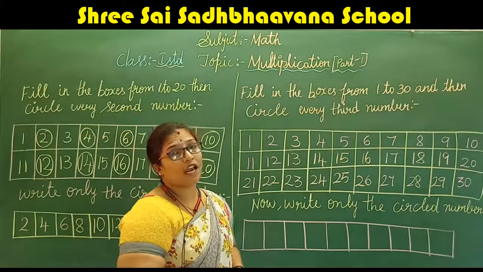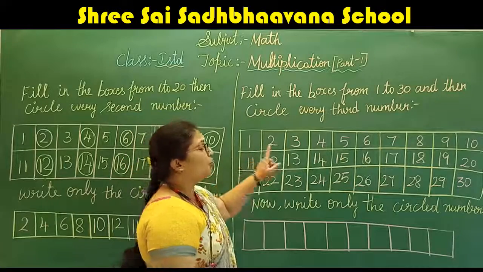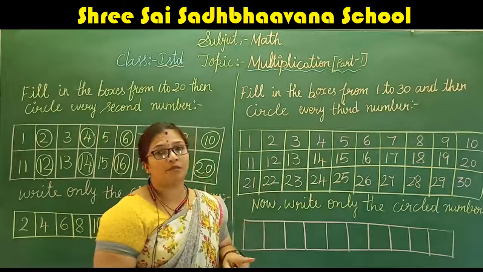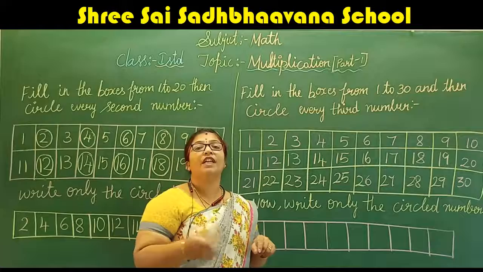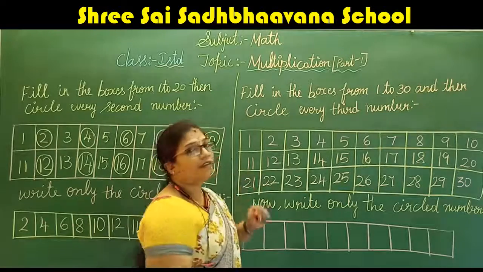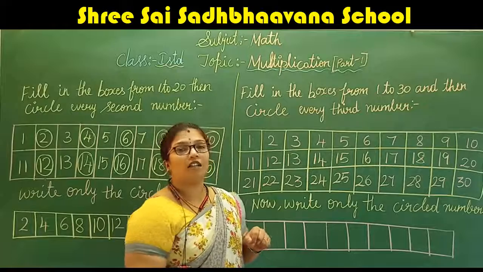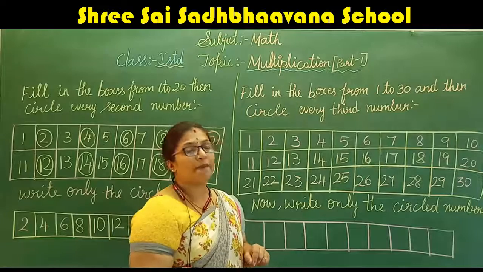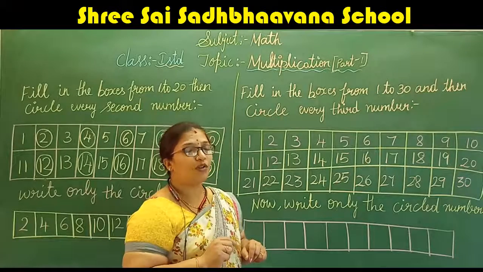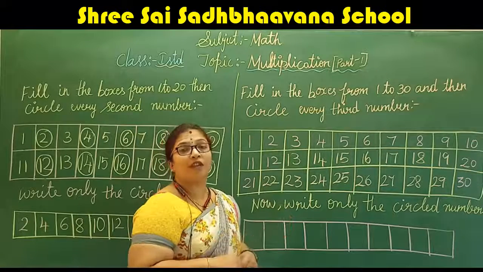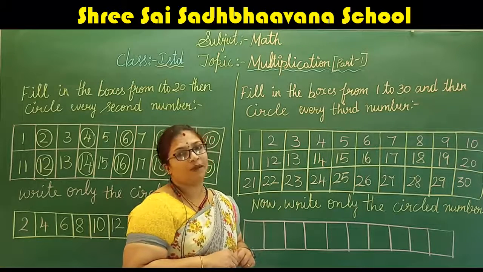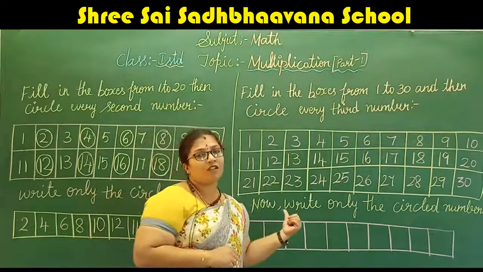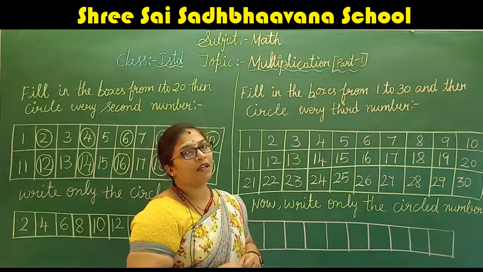So next, what we have to do? What they have given here: circle every third number. Here we circled every second number. So here we have to circle every third number. Then how many numbers we have to skip? 2 numbers we have to skip and the third number we have to circle it. This is called a 2 number skip counting and this is called a 3 number skip counting.